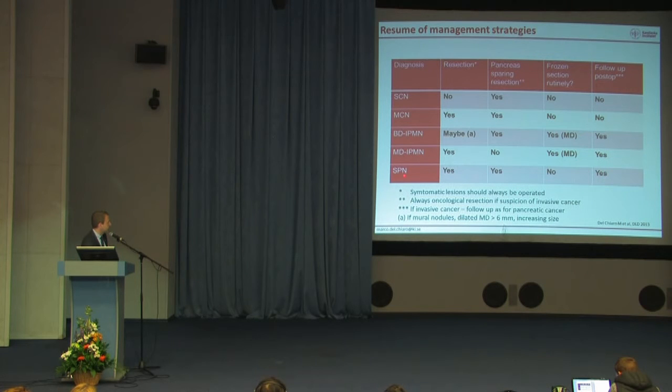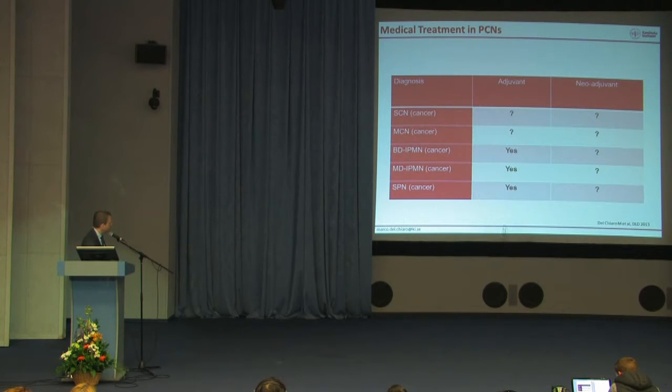And finally, SPN should be always resected, and the follow-up is needed, because even if you have metastasis in the malignant one, resection of metastasis has generally very great results. Very many question mark remains regarding the medical treatment of malignant cystic lesion of the pancreas, and that's, I think, one of the area we need to investigate, in particular malignant IPMN, and eventually even locally advanced and neoadjuvant treatment or not, as we discussed it before. Thank you very much for your attention.